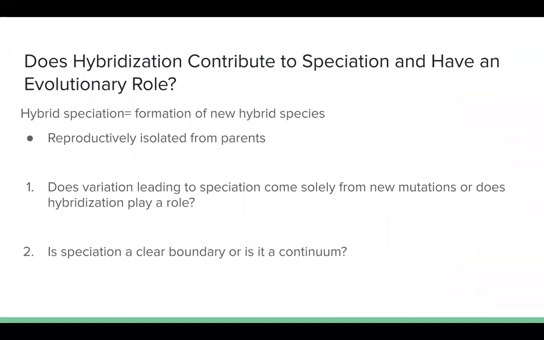Hybridization is important in research and discussing the species definition and speciation. So I looked at whether this hybridization contributes to speciation and actually has an important evolutionary role. Hybrid speciation is when there's a formation of a new hybrid species, and that species is reproductively isolated from the parents.